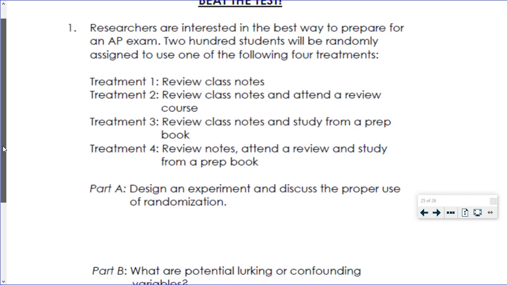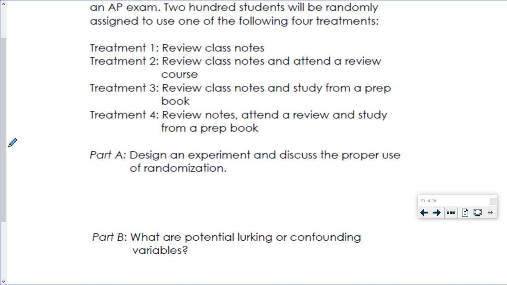So, part A, we are going to design an experiment and discuss the proper use of randomization. I already started talking about the experiment. We should divide the students up into groups of 50. We could use any sort of sampling, like let's say you could assign a random number to each student, and then the first 50 numbers that came up would be students who would be assigned to treatment one. And then the next 50 students that came up would be assigned to treatment two. The next 50 that came up would be assigned to treatment three. And then treatment four would be the last 50 students that somehow did not come up.